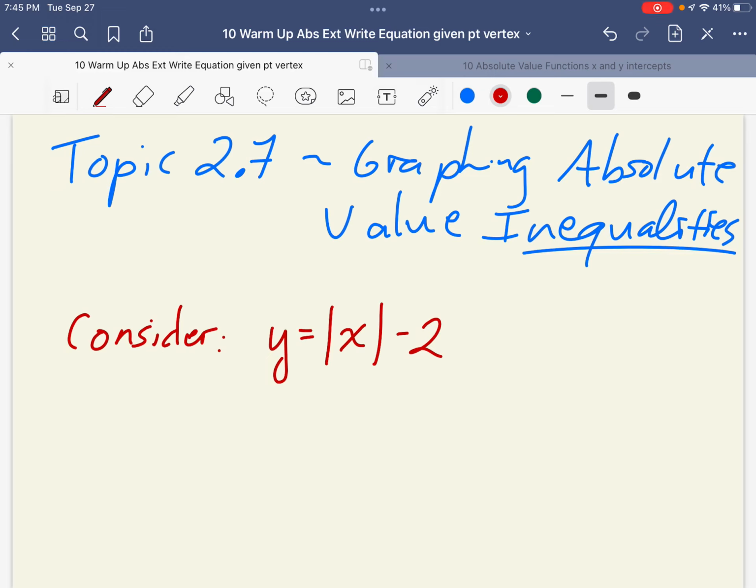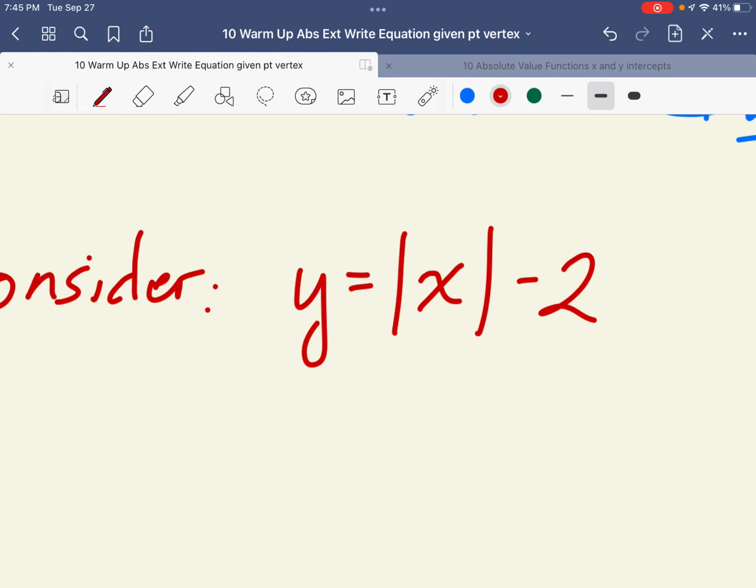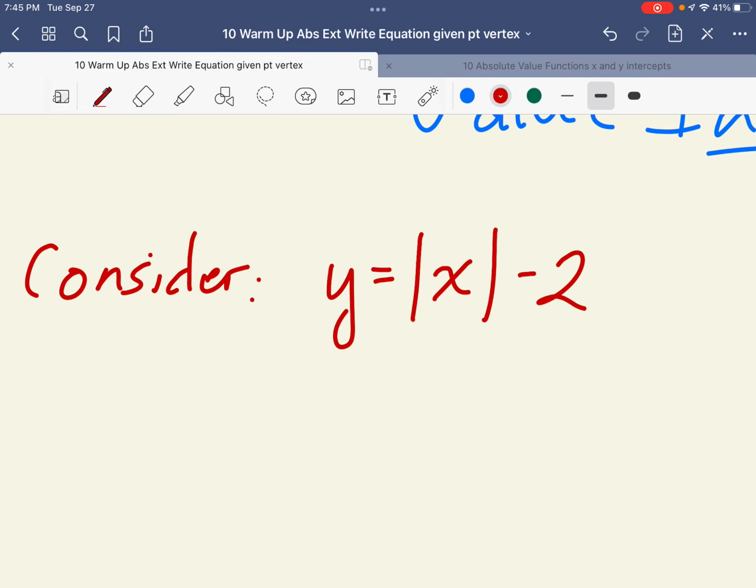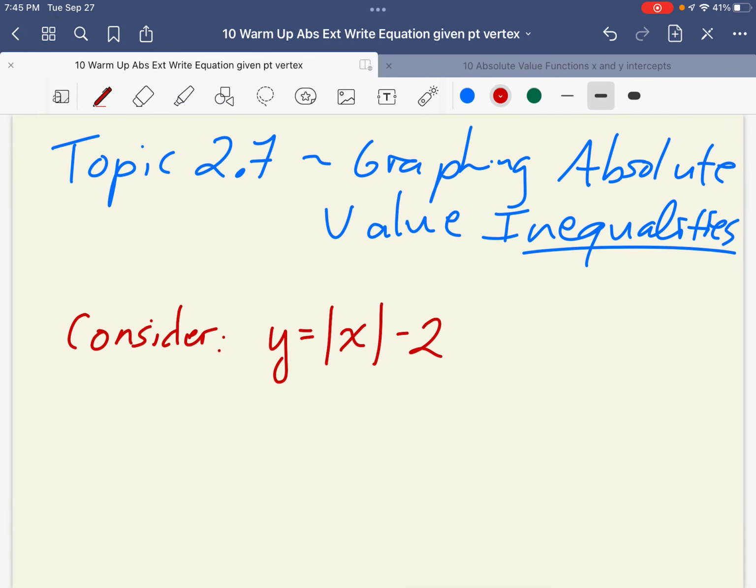Well, it means that we're going to end up shading. In other words, adding an extra step where we do some shading. So let's make sure you get the idea. What if we didn't have a greater than or less than sign? What if we had something like y equals the absolute value of x minus 2?